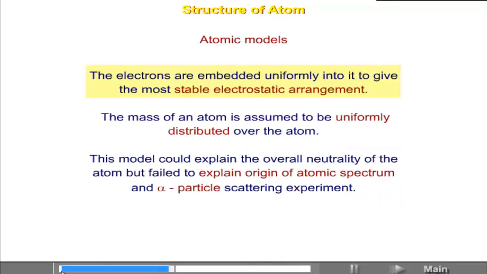The electrons are embedded uniformly into it to give the most stable electrostatic arrangement. The mass of an atom is assumed to be uniformly distributed over the atom. This model could explain the overall neutrality of the atom but failed to explain the origin of atomic spectrum and alpha particle scattering experiment.